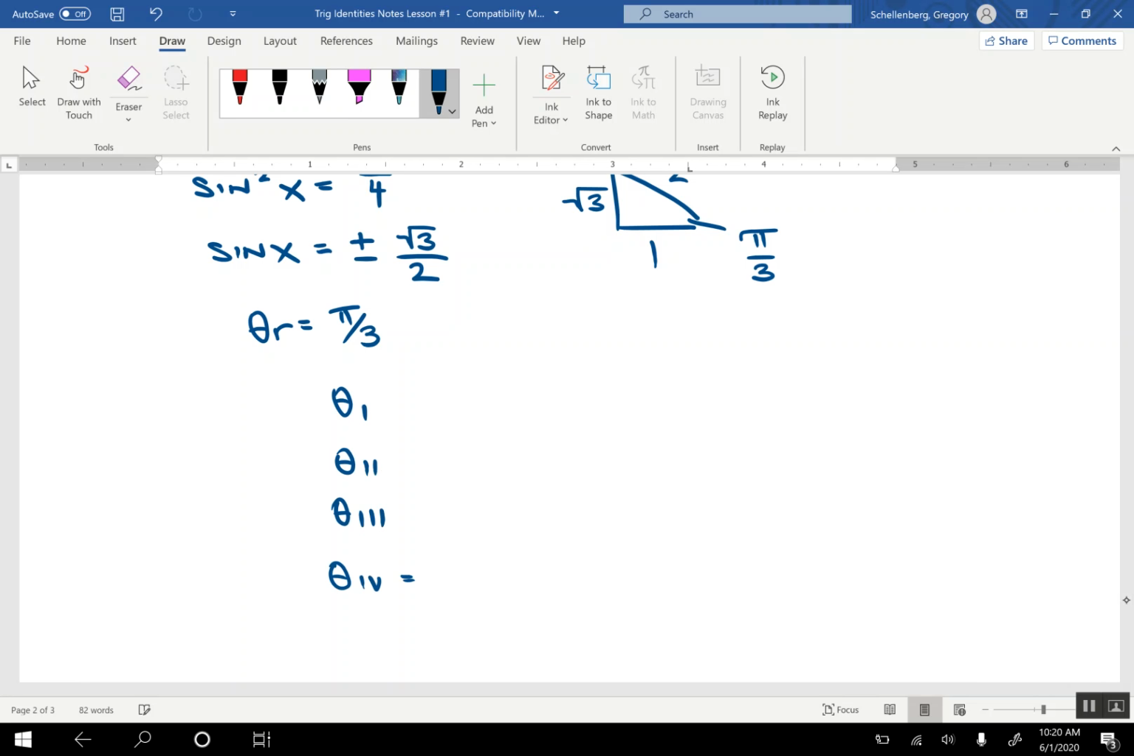And so we'll use our reference angle to figure out what those solutions are. So we're going to get pi over 3 in quadrant 1, 2 pi over 3 in quadrant 2, 4 pi over 3 in quadrant 3, and 5 pi over 3 in quadrant 4. And that's it for today.